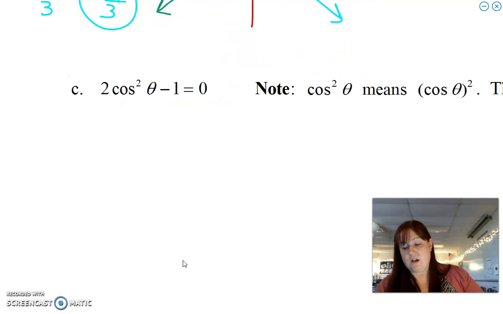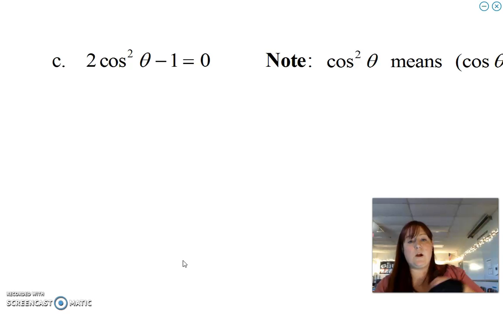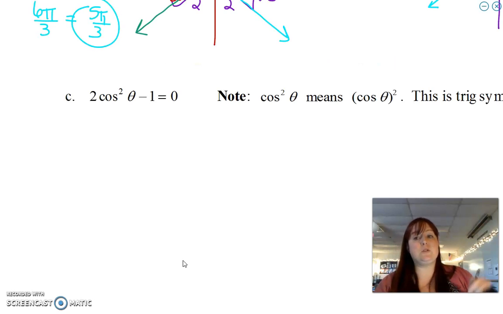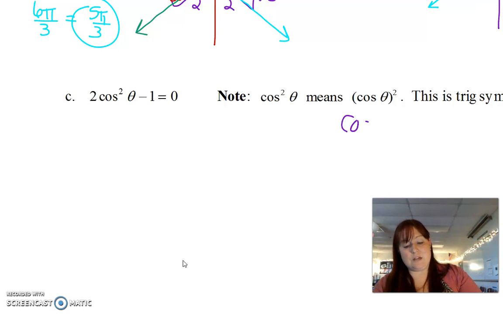So we're solving here 2 cosine squared minus 1 equals 0. One of the biggest things you need to remember is cosine squared means cosine of theta, squared. We just have to write it that way because if we wrote cosine theta squared, it would look like theta was being squared, and that's not what's happening. We're squaring the entire function, cosine squared. So we have to solve this one for theta.